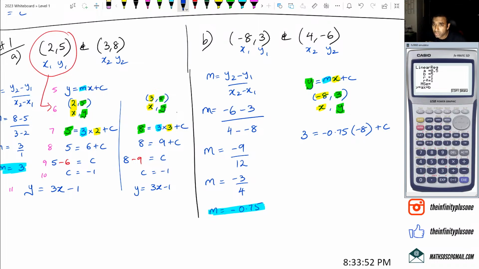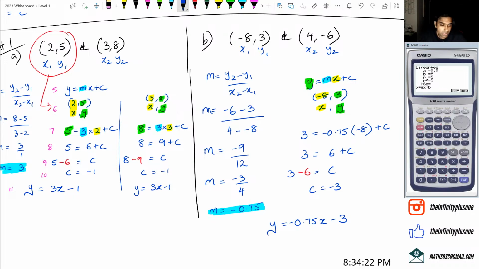Yep, right. I'll show you how to do that in the graphics calculator as well. So then you're going to get 3 is equal to -0.75 times -8, which is just 6, plus c, and we're going to get 3 take away 6 equals c. So c is going to be -3. That means your equation is going to be y is equal to -0.75x minus 3.